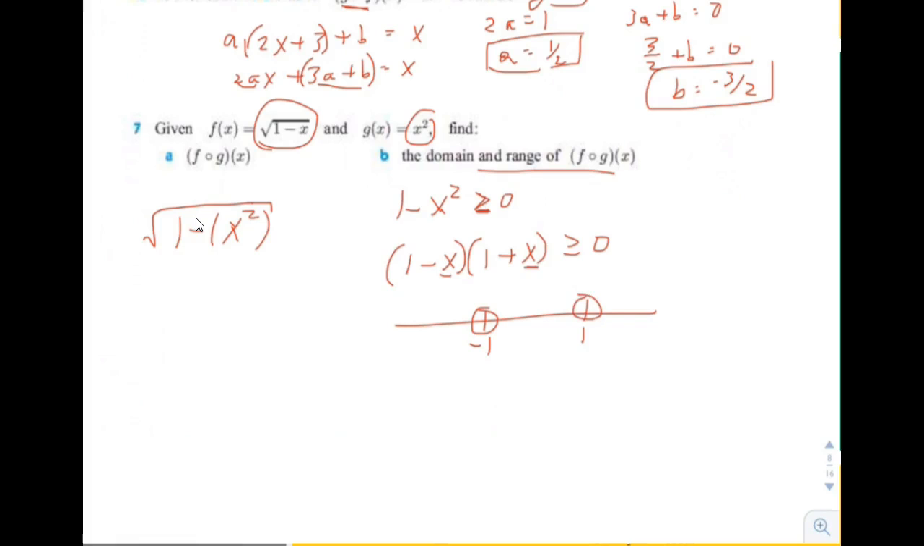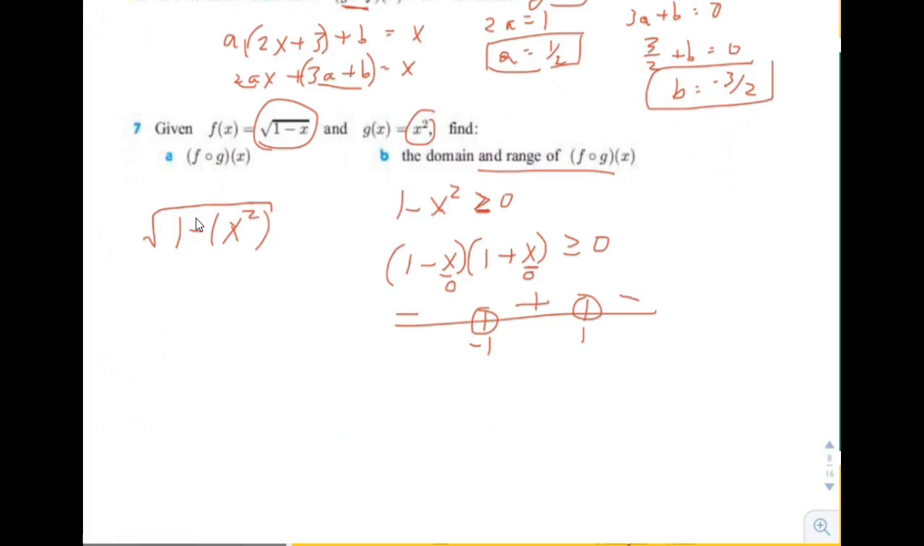What about between negative 1 and 1? What happens then? If we put in a number like 0, we get 1 minus 0 times 1 plus 0, which is 1. Is that greater than or equal to 0? Yes, it is. What if we put in a big negative number? We're going to put 1 minus a big negative number, which would be a positive number, times 1 plus a negative number, so that would be negative. What if we put in a big positive number? Then it would be 1 minus a positive number, which would be negative, and then 1 plus a positive number, which would be positive, so that would also be negative.